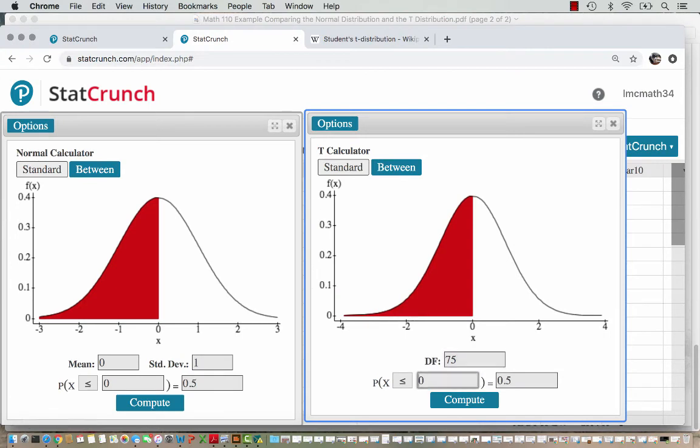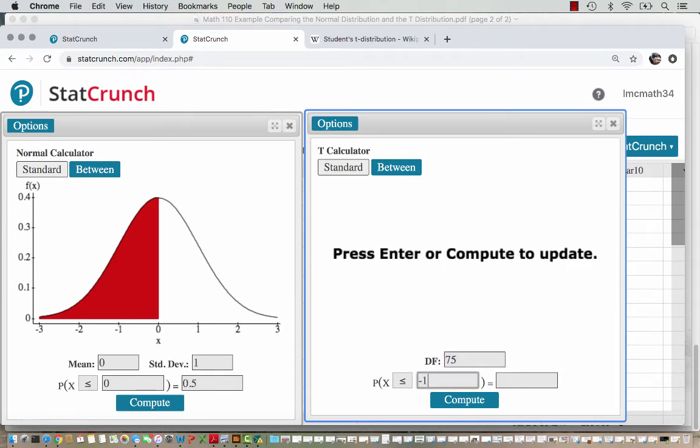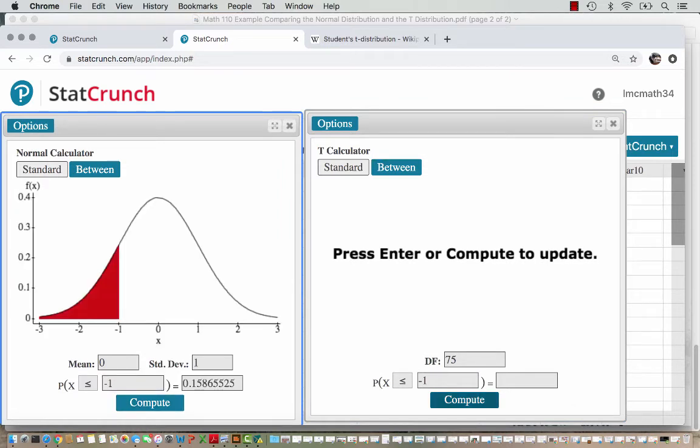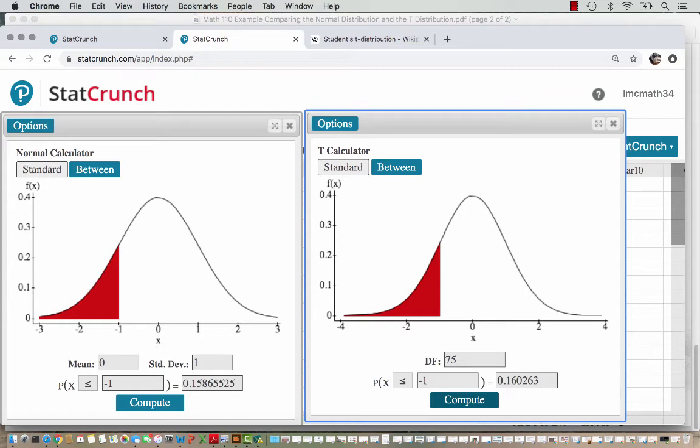All right, so we are going to set these both to have our x value less than -1. All right, so in the normal distribution calculator, we're not surprised to see the area is right around 16% or 0.16. It is 0.1587 if we round it. Over here in the t calculator, it's a little bit above that. It's 0.160263, so very close. Oh, and that's because we're at 75 degrees of freedom.